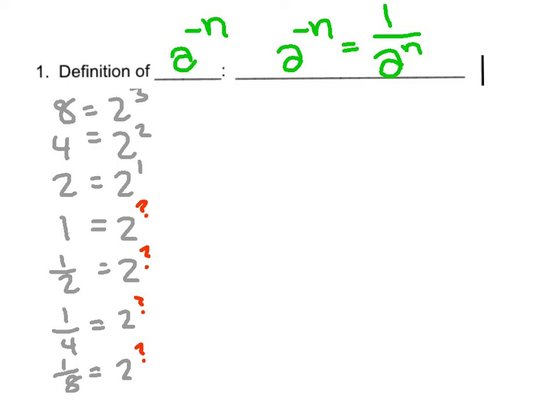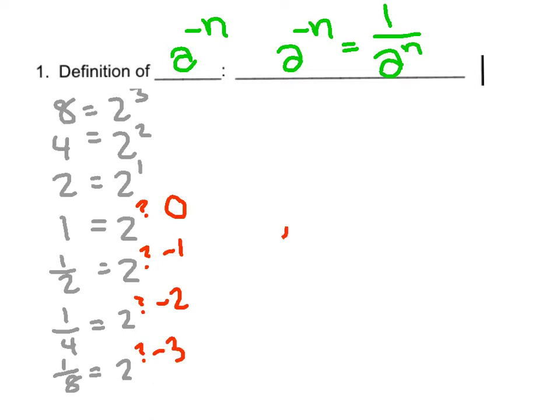So 1 is equal to 2 to the what power, and so on. Give you a minute to think about it, or more like 2 seconds. So hopefully you came up with this pattern. 1 is equal to 2 to the power of 0. 1/2 is equal to 2 to the power of negative 1. 1/4 is equal to 2 to the power of negative 2. And 1/8 is equal to 2 to the power of negative 3.